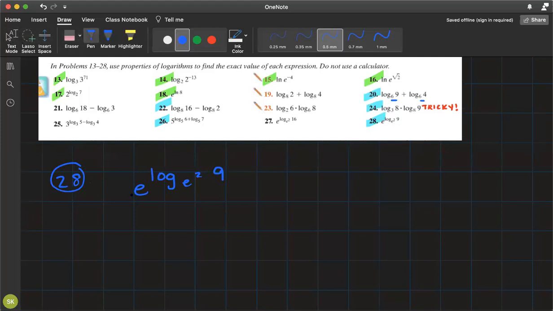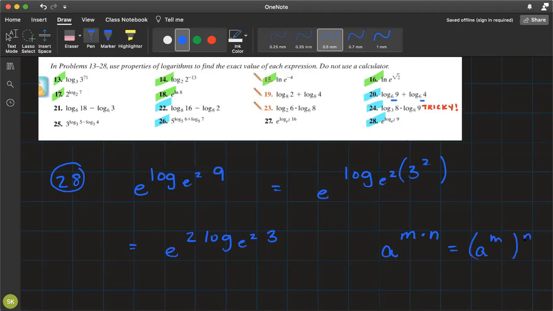I'm going to force this e, I'm going to make it e squared. How can I do that? I can't just stick a 2 there because then I won't have the same problem. But I do know that 9 is 3 squared. So this is the same thing as e log e squared of 3 squared. And now that I have a 2 here, I can send it in the front here. So I have e squared log e squared of 3. And now what can I do with this? Remember, if you have a raised to m times n, this is the same thing as a to the m times n, or you could switch these two. You just multiply them. So that's what I'm going to do here.